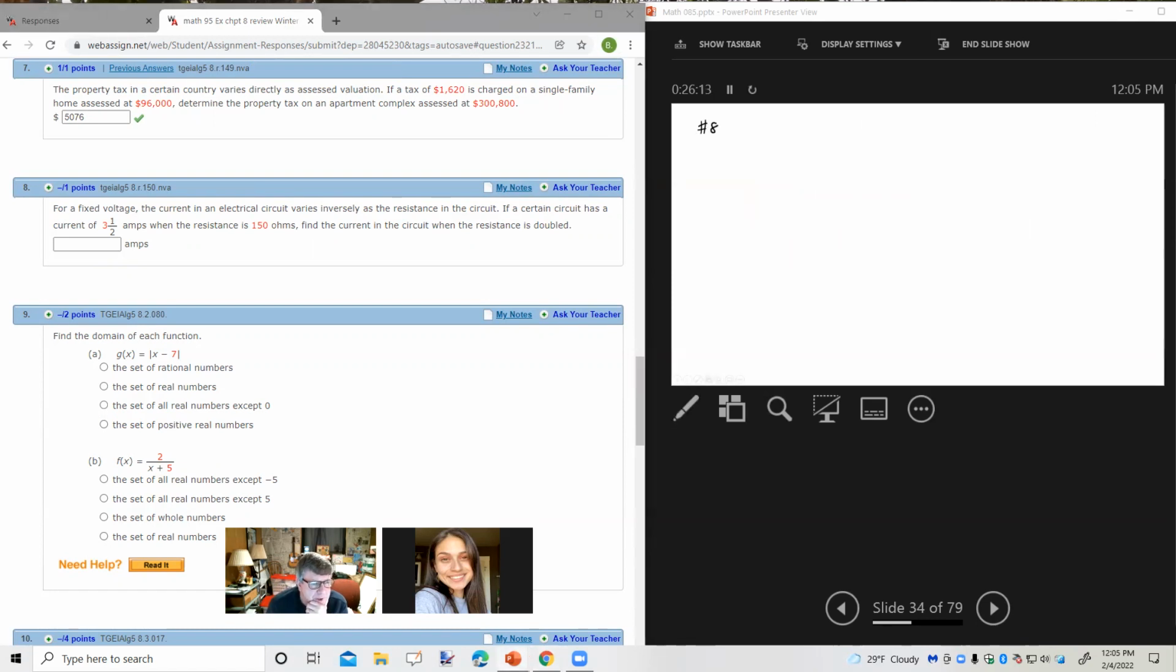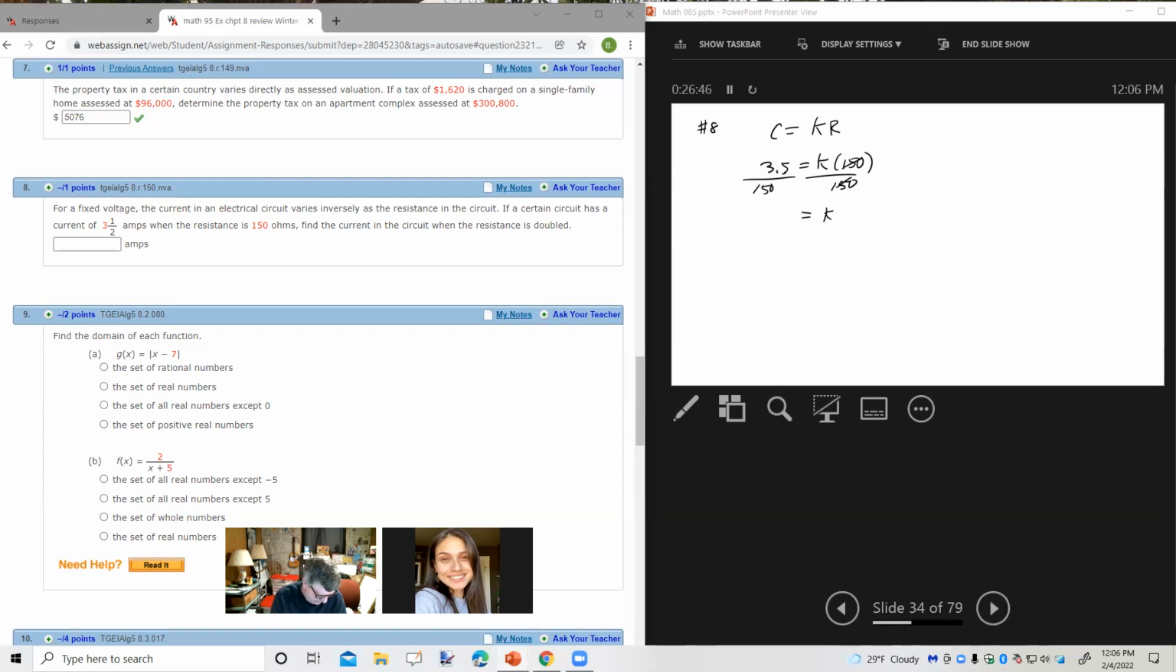For a fixed voltage, the current varies inversely as the resistance. So the current varies inversely as the resistance. C is current, R is resistance. If a certain circuit has a current of 3.5 amps, resistance is 150 ohms. I changed it to 3.5 just because it's easier to deal with a decimal than a mixed number.